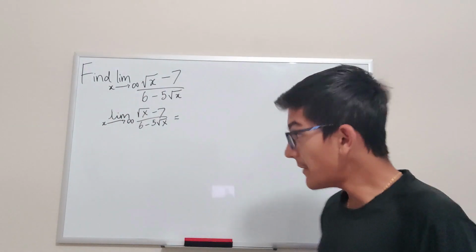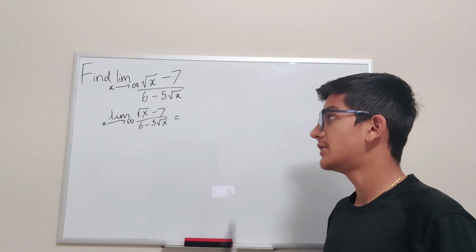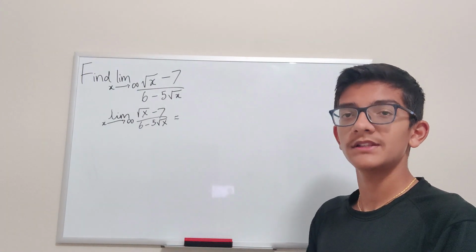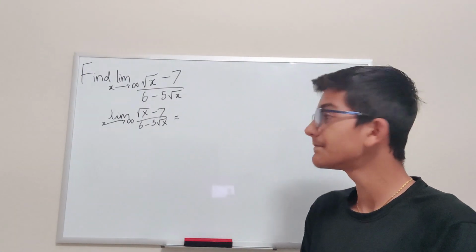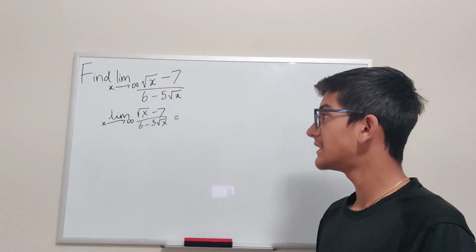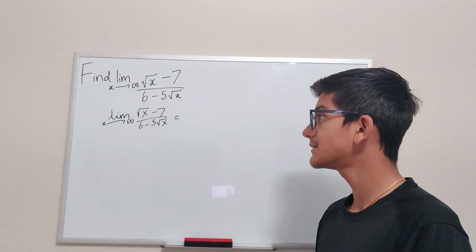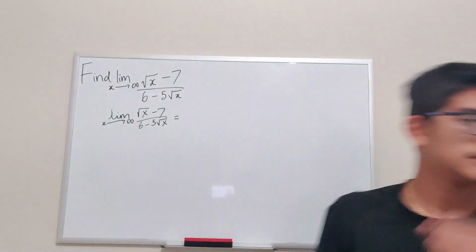What's up, guys? This is VeerMath&More here, and today we are going to be continuing our limit series, and this will be part 2. So we're going to be starting off with this limit right here, and it states to find the limit as x approaches infinity for root x minus 7 divided by 6 minus 5 root x.